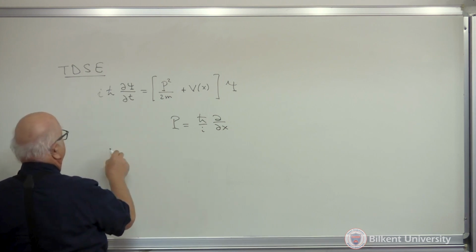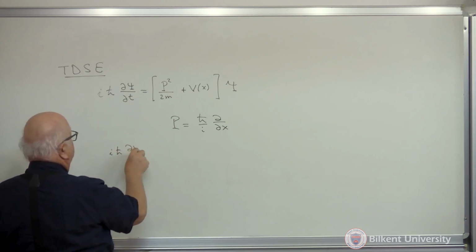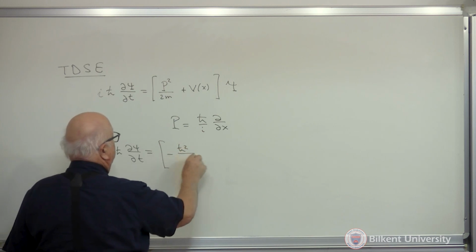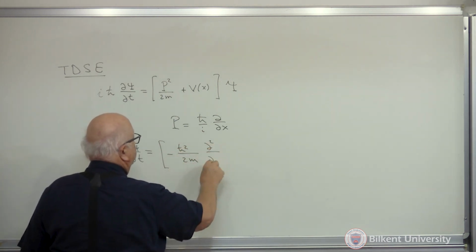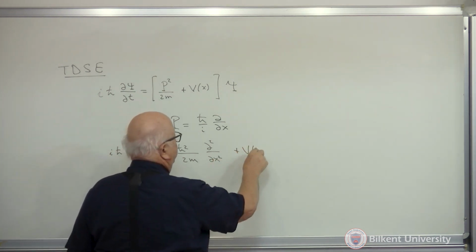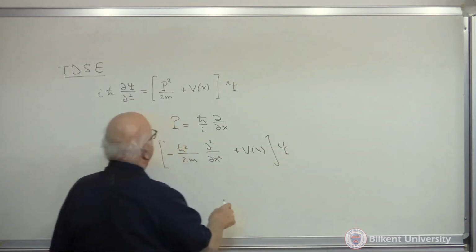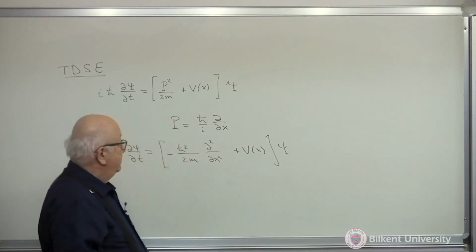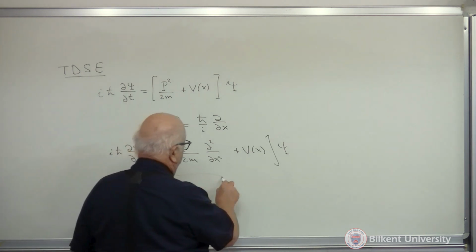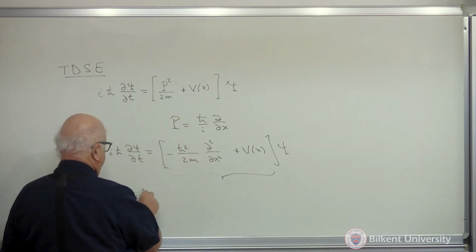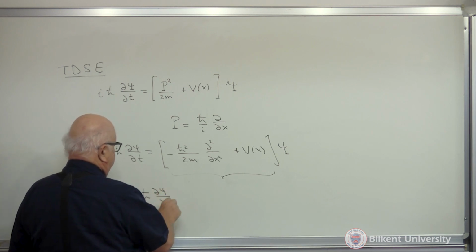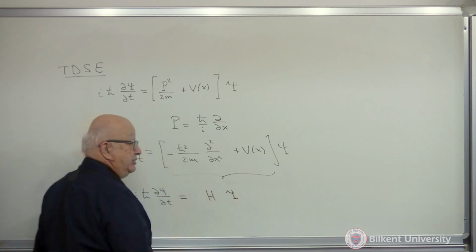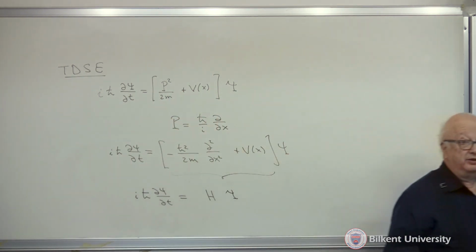Let me just put that in and do that again. i h bar del psi del t is equal to minus h bar squared over 2m del squared del x squared plus V of x psi. So this is the kinetic energy term, that's the potential energy term. Kinetic energy plus potential energy, we call it the Hamiltonian, as we did in classical mechanics. i h bar del psi del t is equal to H, the Hamiltonian, times psi. So this H contains second derivatives inside it. Okay?